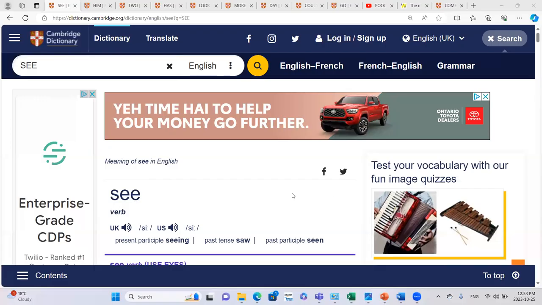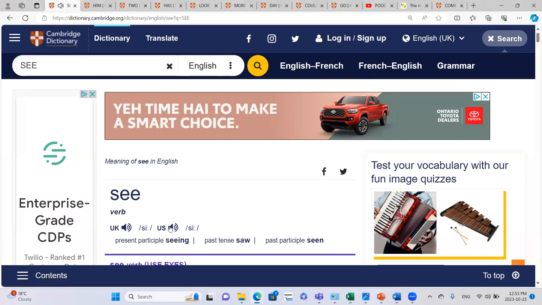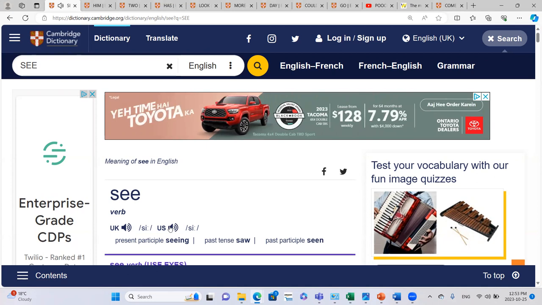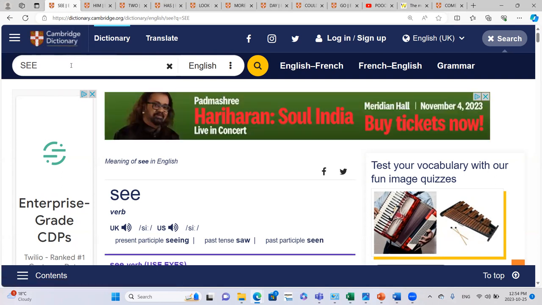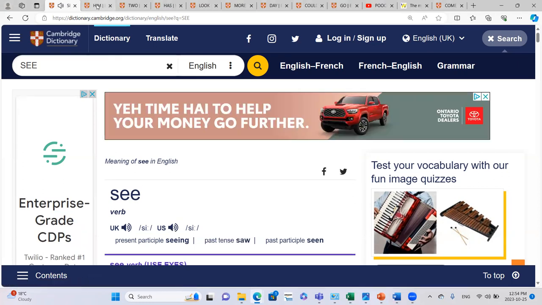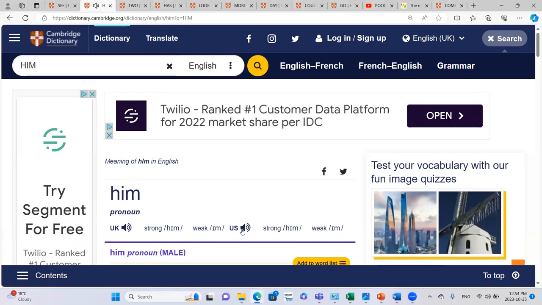Our first word is see. See. As you can see, I have typed the word see in the search bar of online Cambridge dictionary. You can do the same to learn pronunciation of any word. It gives you British and American English pronunciation. As you know, in this series, we are focusing on American pronunciation. So the pronunciation of this word we have typed is see.